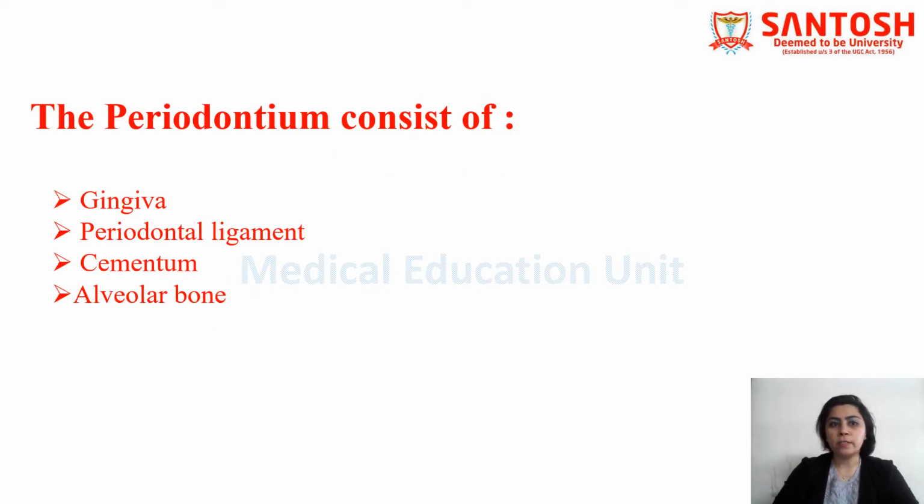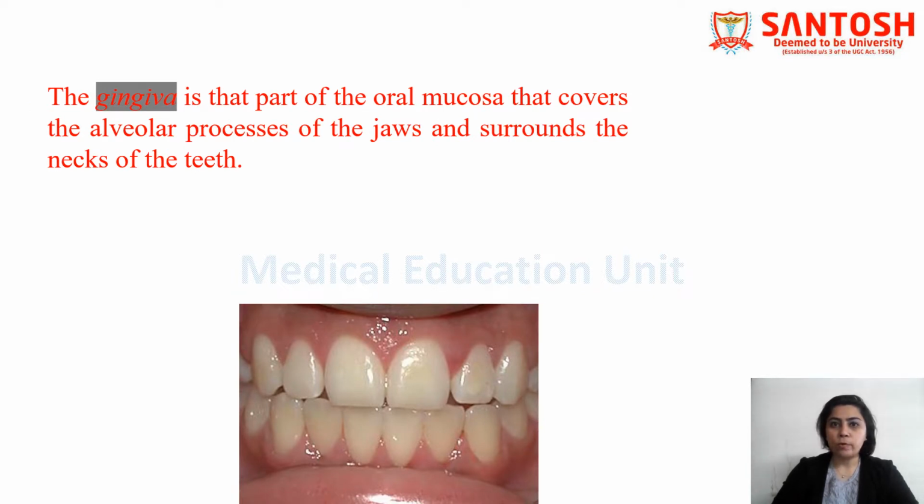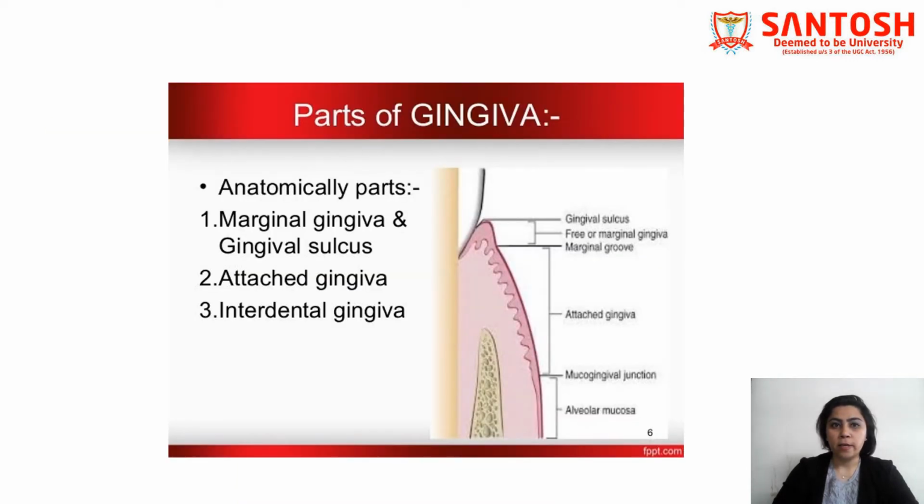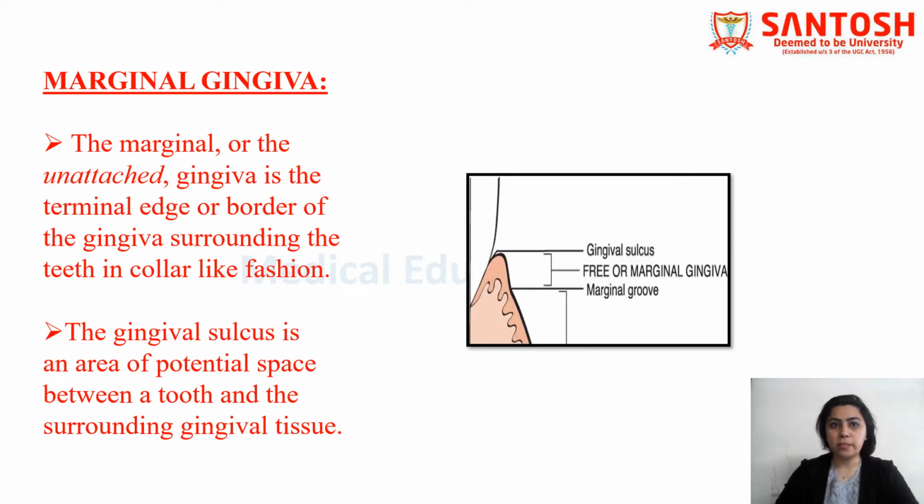The periodontium consists of gingiva, periodontal ligament, cementum, and alveolar bone. The gingiva is that part of the oral mucosa that covers the alveolar processes of the jaws and surrounds the neck of the teeth. Anatomically, gingiva is divided into three parts: the marginal gingiva and gingival sulcus, attached gingiva, and interdental gingiva. Marginal gingiva, or the unattached gingiva, is the terminal edge or border of the gingiva surrounding the teeth in a collar-like fashion. The gingival sulcus is an area of potential space between a tooth and the surrounding gingival tissue.